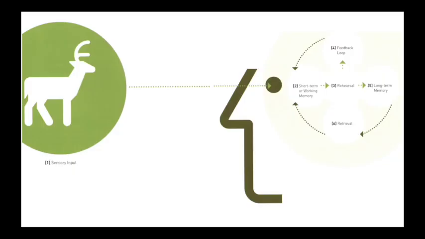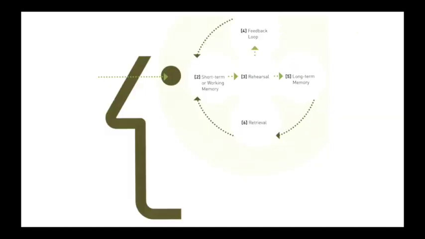So here you see again the sensory input going into the eye, goes into short-term or working memory. If it's rehearsed, it goes to number 3, becomes a feedback loop, and it goes around and around until after enough rehearsal and feedback, it will go into long-term memory and then is eventually able to be retrieved.